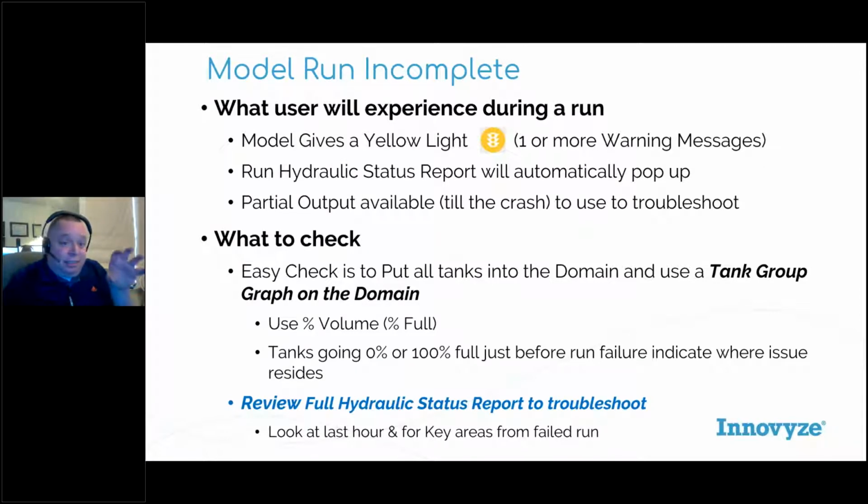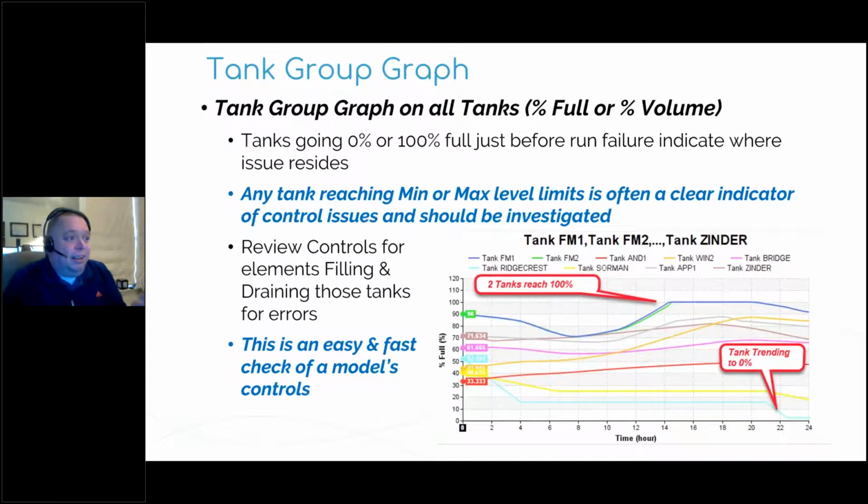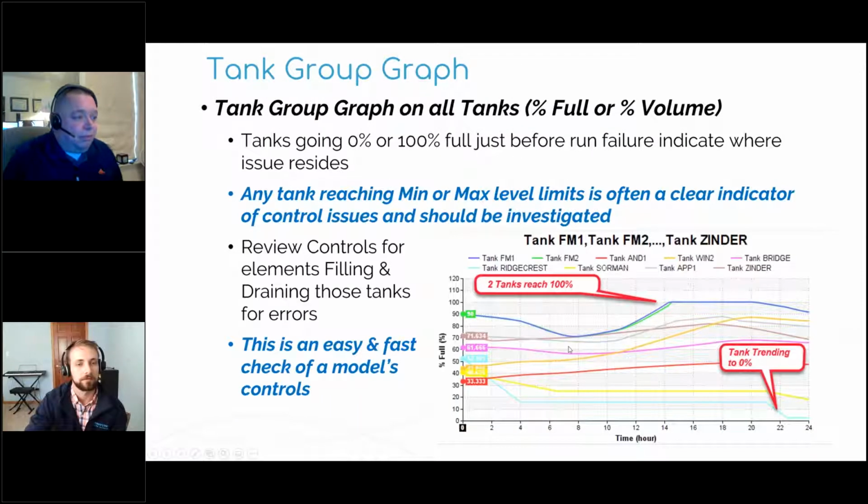But if it's crashing, that's usually the first thing I'll do. And here's an example of one of those percent full graphs. In this case, we had two tanks that were reaching 100% full, which generally you don't want to have happen in the real world because you're going to overflow it. You're losing water, so you don't want that to happen. So you probably need to check what's filling these tanks, look at those controls, see why they aren't turning off, because I might have an error, or I might have forgotten to put those controls in there.